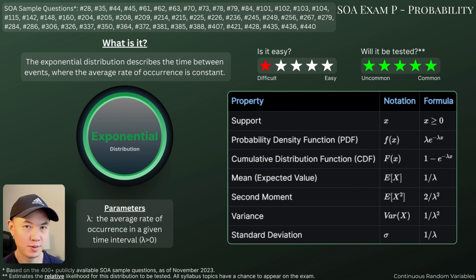The formulas for the PDF, the CDF, and the other properties for the exponential distribution are pretty easy to memorize. On the is it easy scale, this gets a 1 out of 5, meaning that it's the most difficult relative to the other distributions. And again, part of that is because it's a continuous distribution, so that means you will need to know calculus to solve questions involving the exponential distribution. Similar to the continuous uniform distribution, you may also get questions on deductibles and policy limits, so that also adds a layer of complexity.